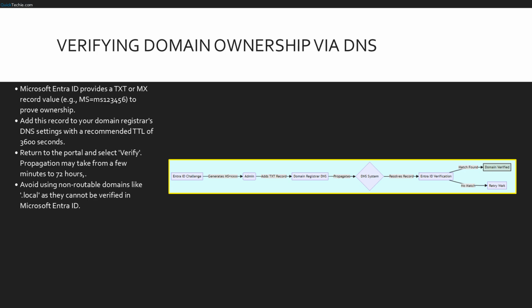It starts with Microsoft Entra ID generating a challenge token. The administrator takes this token and adds it as a TXT record at their domain registrar. The DNS system propagates this change. When the admin clicks Verify in the portal, Entra ID queries the DNS system. If the record resolves and matches the token, the domain status changes to verified. If not, the admin must wait and retry later.